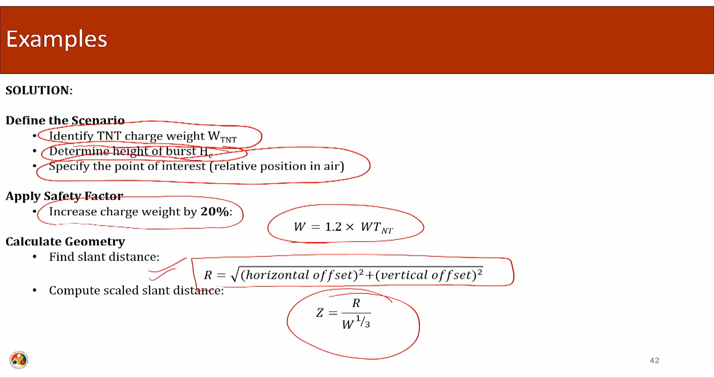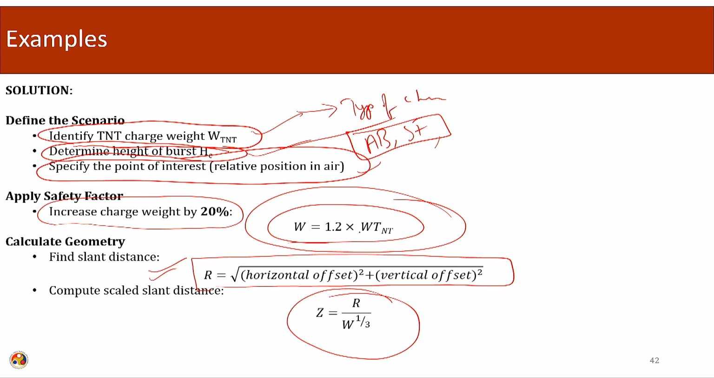First we will have to identify the TNT and determine the height of the burst, basically the point of interest. This is used to determine the type of charge, to quantify what type of explosion it is: air burst, surface burst, confined, or whatever it is. From there we will multiply the weight by 1.2, that is a 20% increase to account for different types of charges. Then we will find the distance R from the explosion to the point of interest, and then we will use the scaled distance Z.